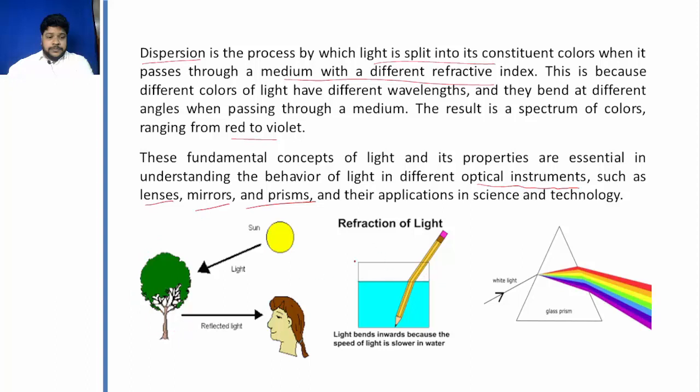Then in the second picture you see there is a glass and some liquid is filled here, and if you put a pencil here and see this from outside, it looks like the pencil is bent. So this is because of refraction of light. The light rays, whatever we are seeing, we see it because of reflection. But whatever we are seeing here is not reality; it is because of refraction.